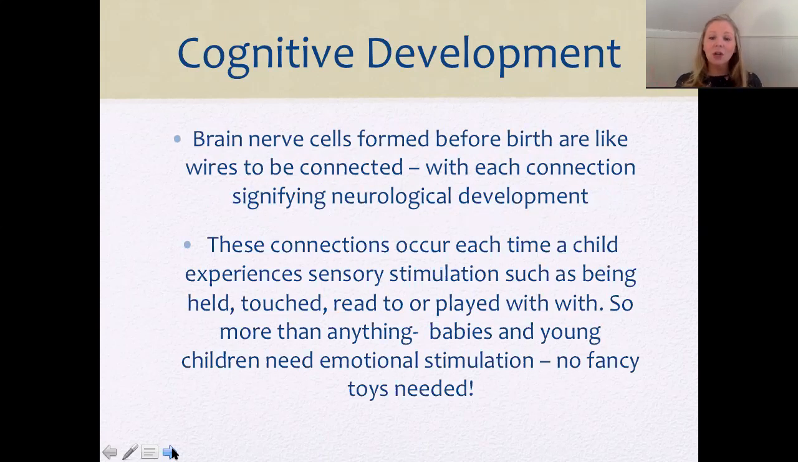So these connections occur each time a child experiences sensory stimulation, such as being held, touched, read to, played with. So more than anything, babies and young children need emotional stimulation. There are no fancy toys needed. So let's go back, let's rewind to prepared environment.